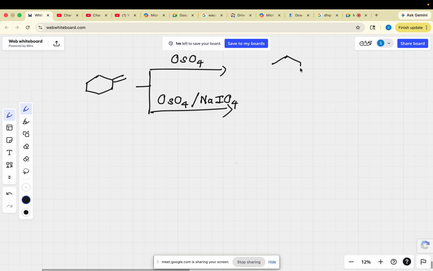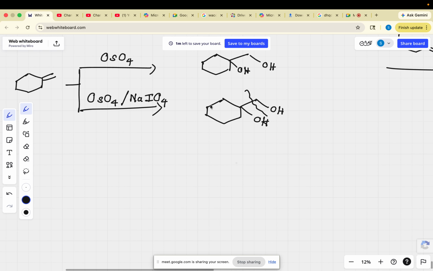Still dihydroxylation happens there first, and the second one is oxidative cleavage. So syn dihydroxylation means what? You have to attach two OH. Okay, and when you are using sodium iodate, initially you will get this same syn dihydroxylation product. Then you have to break this sigma bond.